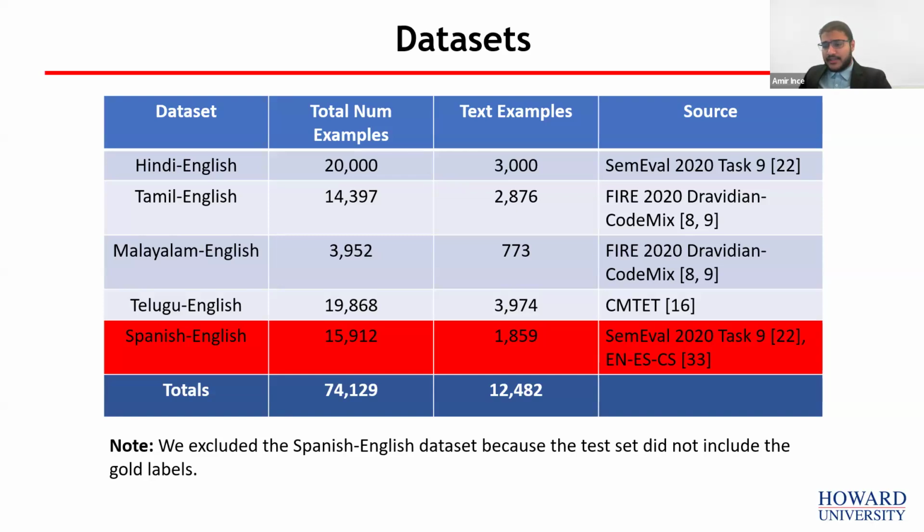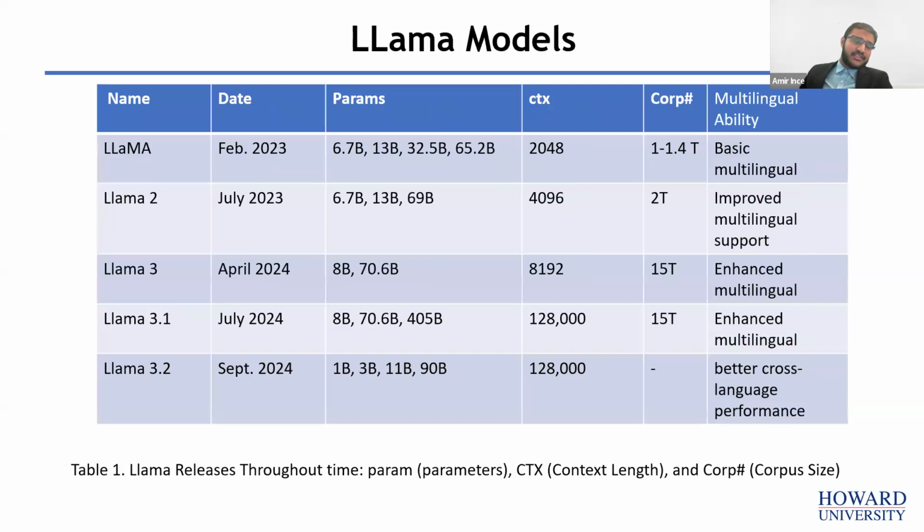We must note that we excluded the Spanish English dataset because the test set did not include the gold labels, which prevented us from conducting a thorough error analysis as we were able to do with other datasets. For this study, we focused solely on Llama language models.